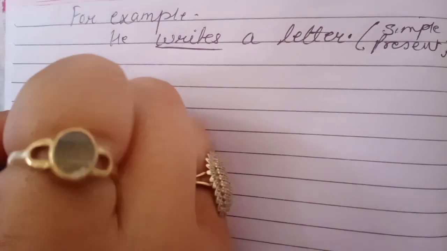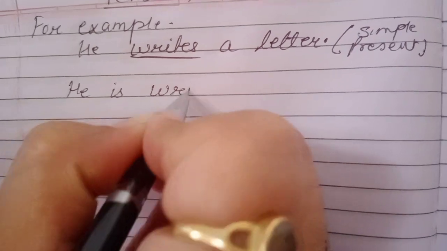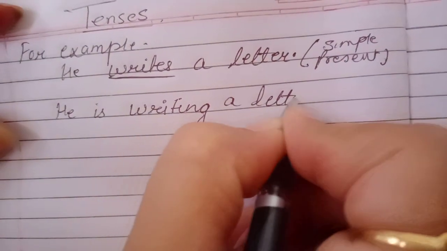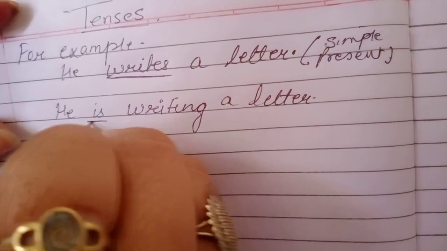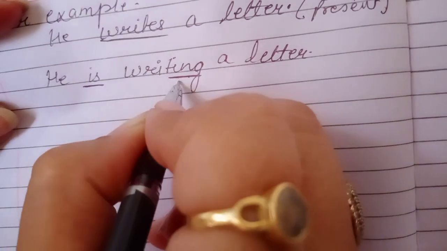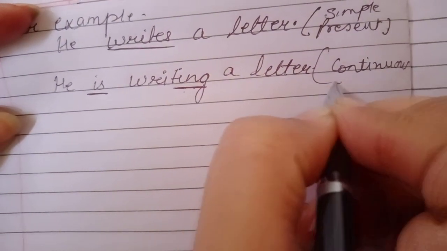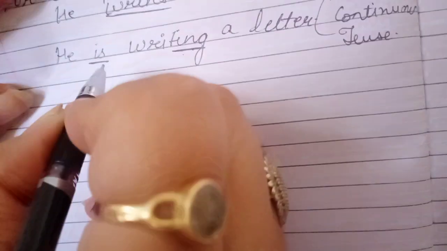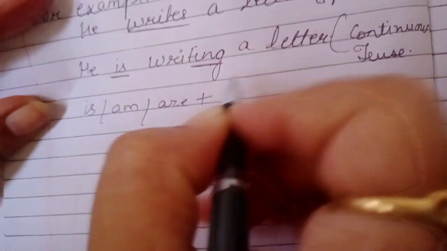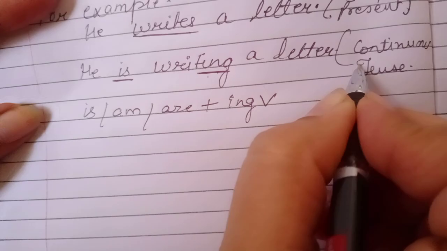Now, next example is he is writing a letter. The word is and ing to verb indicates that it is continuous tense. Students, always remember that whenever is, am, are plus ing to verb is given, it is continuous tense.